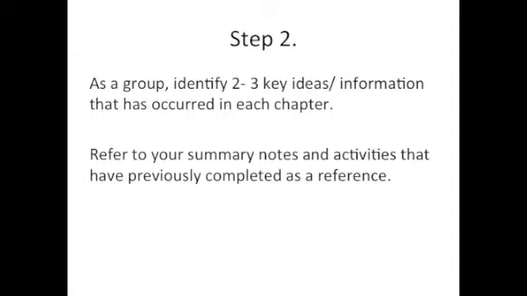Step 2. As a group, identify 2 to 3 key ideas or information that has occurred in each chapter. It may be helpful to refer back to your summary notes and activities that we've previously done with you as a reference. We suggest dividing the chapters 1 to 8 between your members to assist in effective teamwork. For example, one member may focus on chapters 1 and 2, and another member may focus on chapters 3 and 4. As you identify these main points, write them down on the sticky notes to be shared to the group.